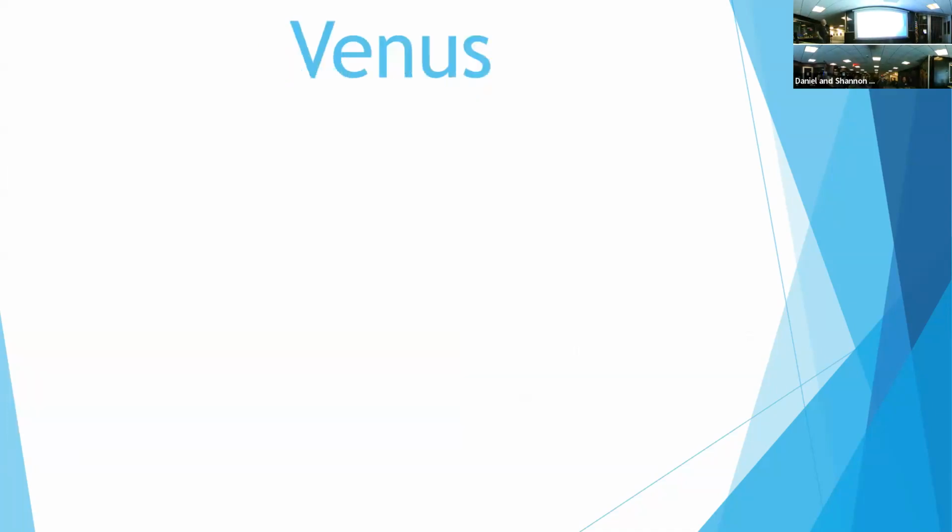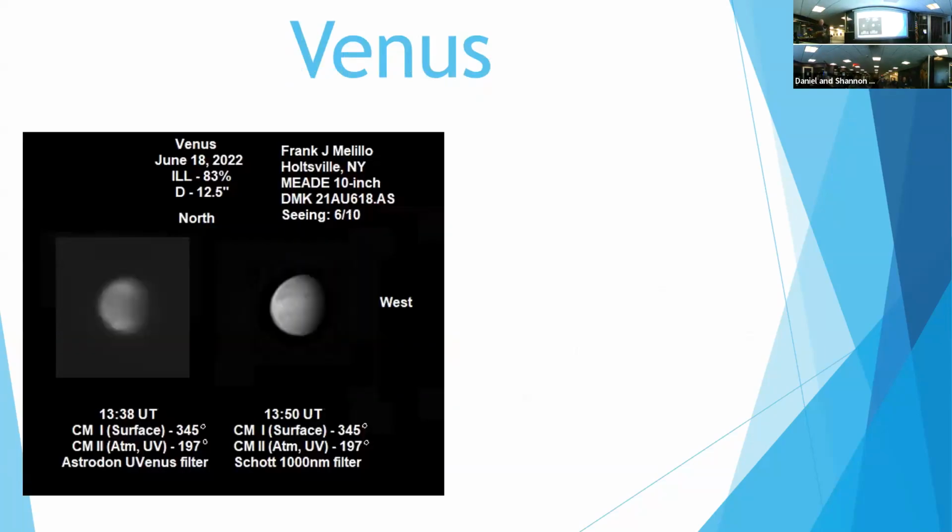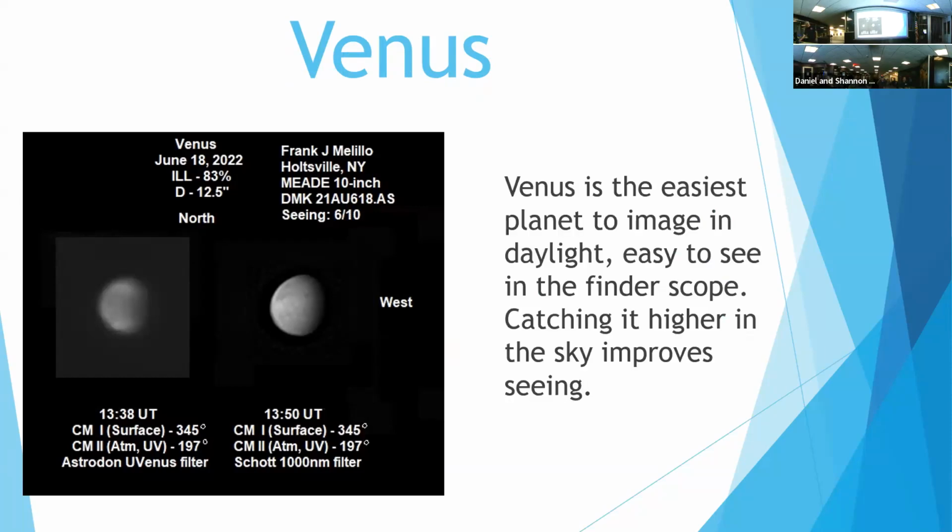Okay, now we move over to Venus. Of course, Venus is the easiest planet to image in the daylight because it's easiest to see in the finder scope. It's visible with the naked eye. Catching it high in the sky improves seeing. With it higher in the sky, the seeing will be better, and you can take better images of Venus. Here is the ultraviolet light, and here is the infrared light.